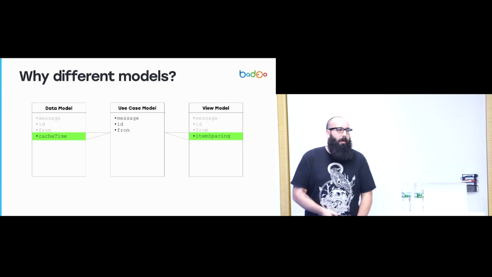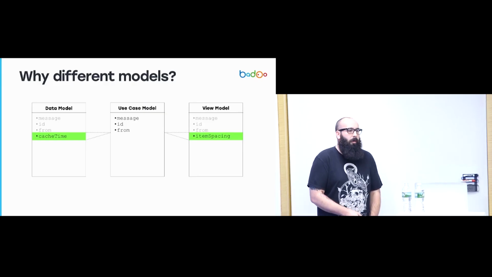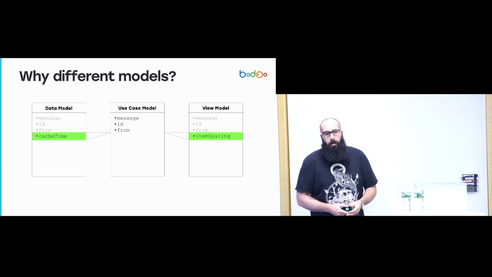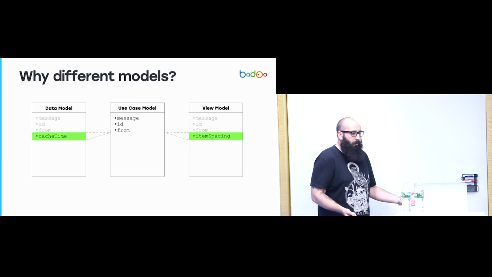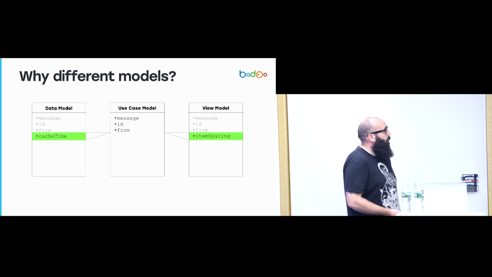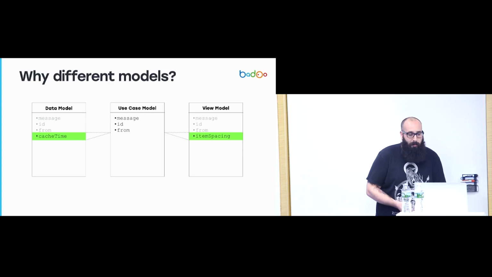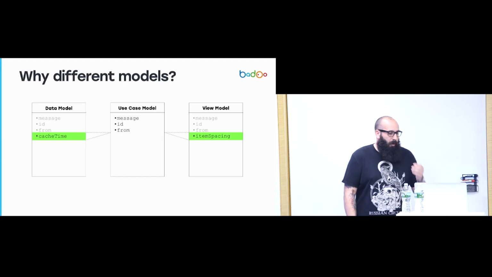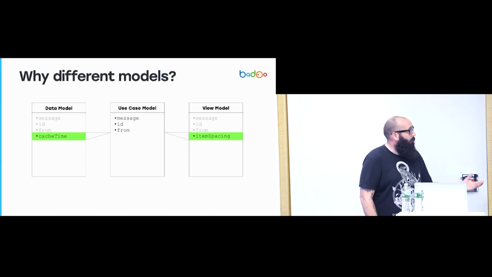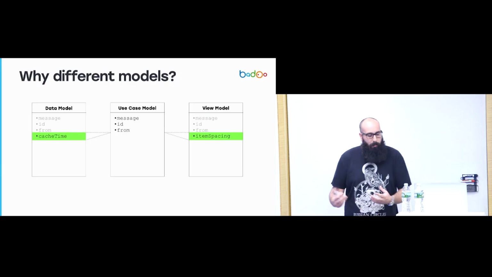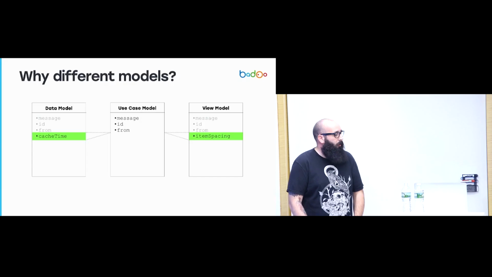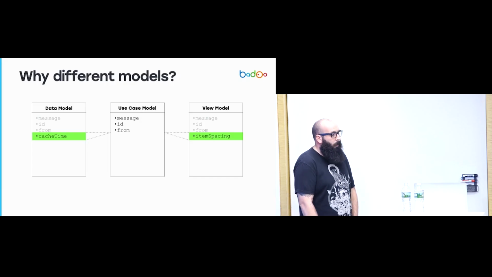Now, this is not to say that you shouldn't share models, because if your model is the same across all those different layers, it makes no sense just to copy it for the sake of having a different model. However, as soon as you feel that things are starting to diverge, that's the point where you should start pulling these models apart. So if you start off and then you realize at your view level you want to have item spacing as part of that model, you don't want that in your use case. That's the point where you should split off and start using a separate model.